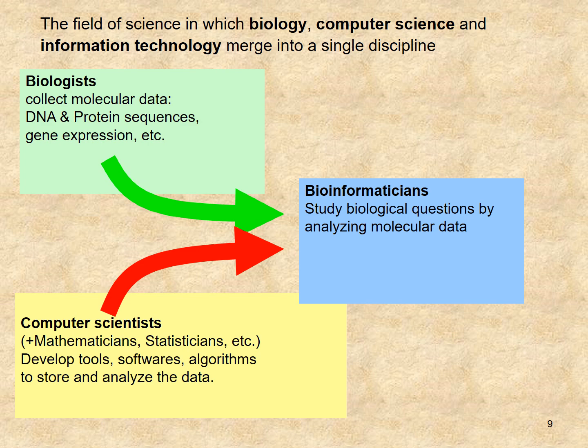While the computer scientists, which include mathematicians, statisticians, etc., develop tools, software, and algorithms to store and analyze the data. Together, these biologists and computer scientists are known as bioinformaticians. Together, what do they do? They study biological questions by analyzing molecular data.